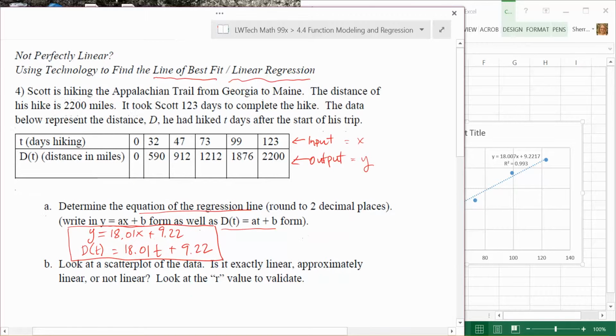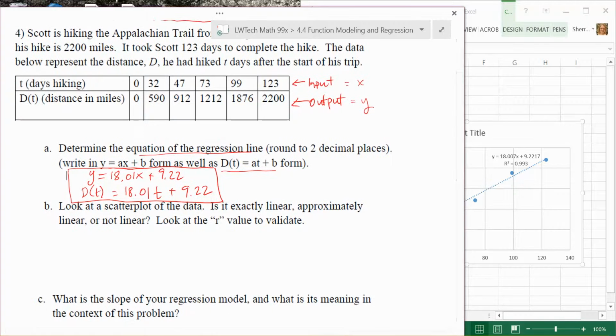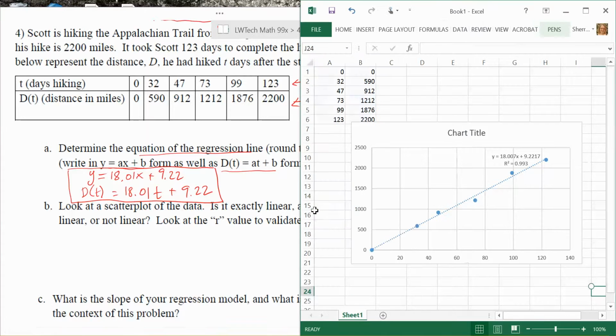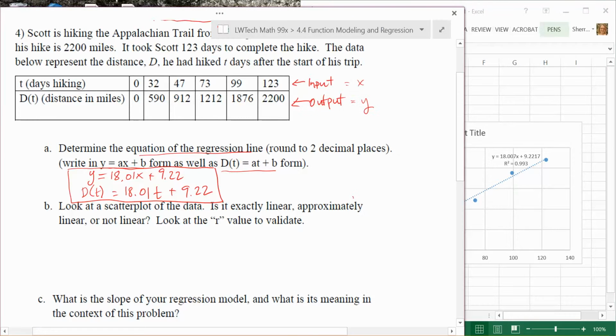The next problem here asks us to look at the scatter plot of the data. Well, Excel did that nicely for us already. And just based on the picture, we can see that it's not exactly linear, right? That line does not go through every single point. However, it's pretty darn close. So I would call this approximately linear.